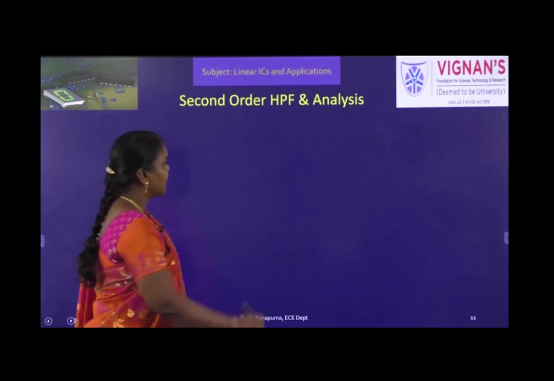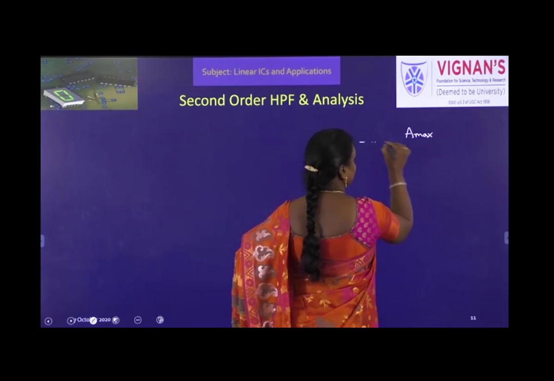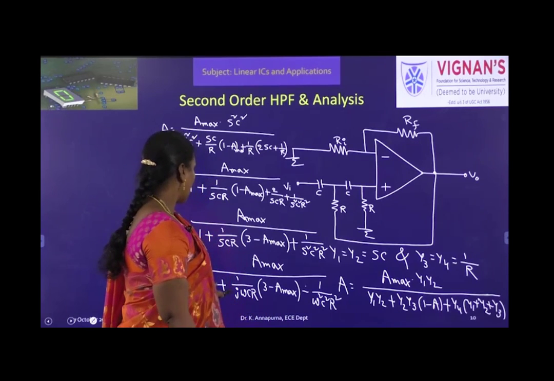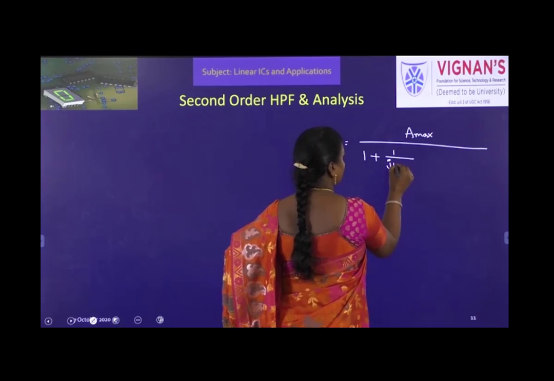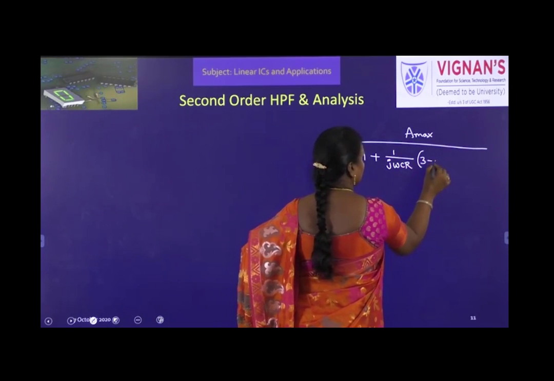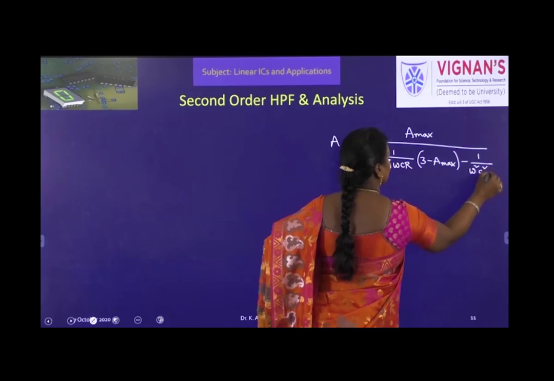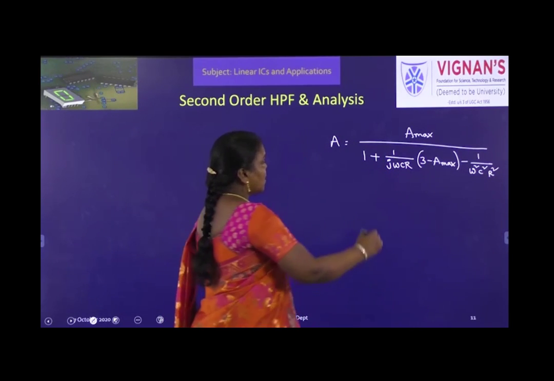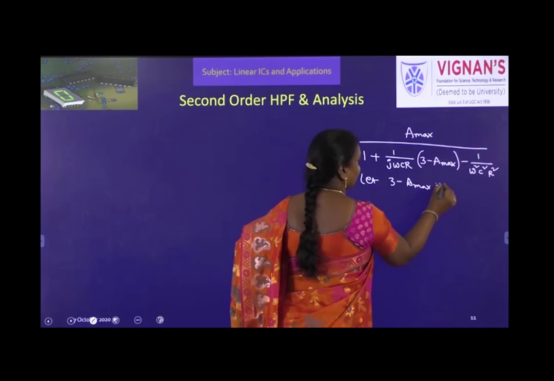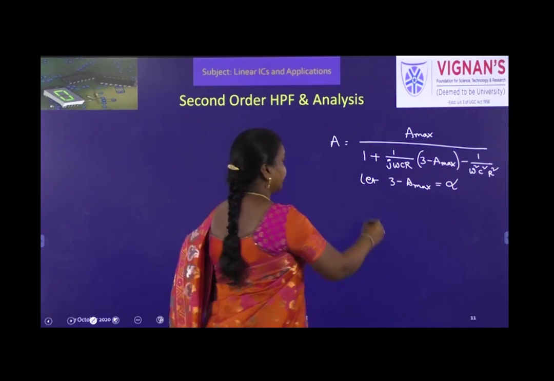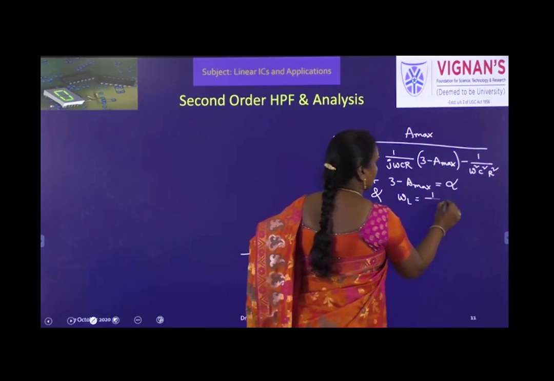A max by, what we got, 1 plus 1 by j omega cr into 3 minus A max minus 1 by omega square c square r square. Okay. Now let us assume 3 minus A max is alpha, damping factor, and omega l, that is the cutoff frequency, is 1 by rc.